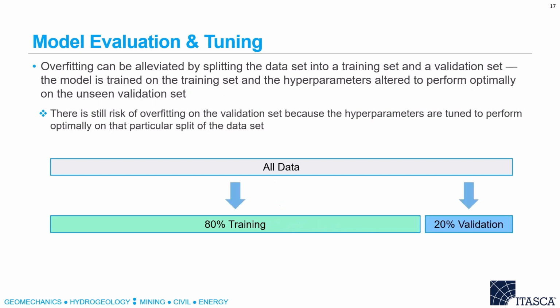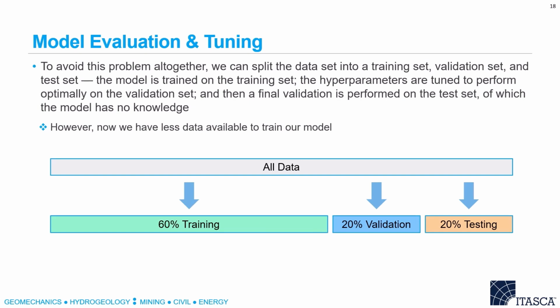Overfitting can be alleviated by splitting your data set into a training set and a validation set. This could be something like a random 80% 20% split. The model is trained on the training set, and the hyperparameters are altered to perform optimally on the unseen validation set. While this is much better than using your entire training set for validation, there is still some risk of overfitting on the validation set, because the hyperparameters are tuned to perform optimally on that particular split of the dataset.